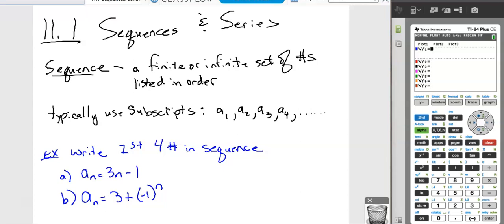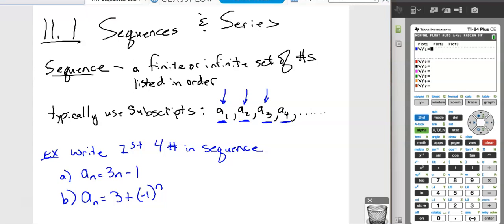So we've seen sequences over the years, and it's just a list of numbers in a certain order. And typically we use subscripts like A1, so we have A sub 1, A sub 2, A sub 3, A sub 4. So the first number in the sequence, the second number in the sequence, the third number in the sequence, and that's what those represent, whatever sequence this is. So let's look at some examples.